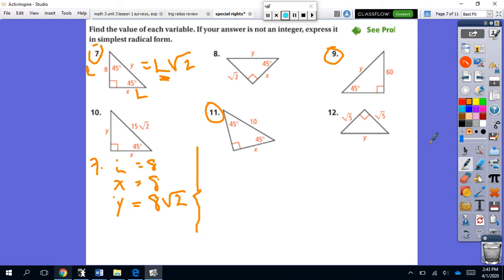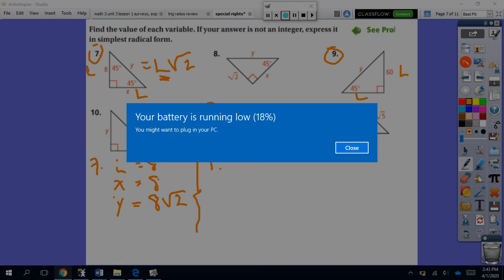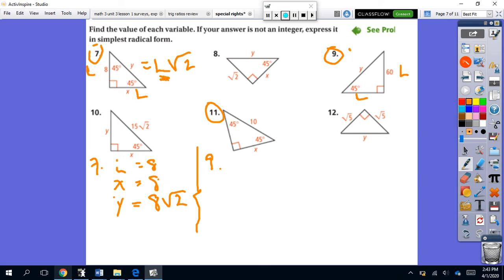Okay, how about number 9? Well, let's see. This is L, and this is L. L square root of 2. So let's see what we know. We know y is L square root of 2, and L is 60. So if L is 60, y is going to be 60 square root of 2. And that's it. Pretty easy.